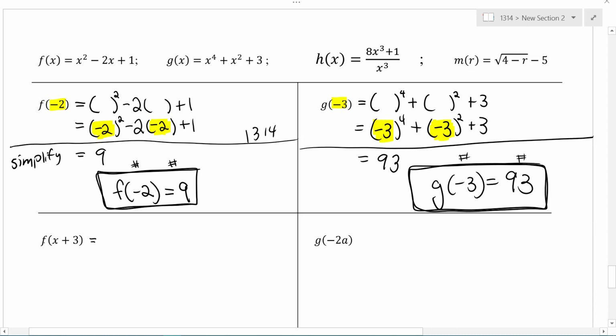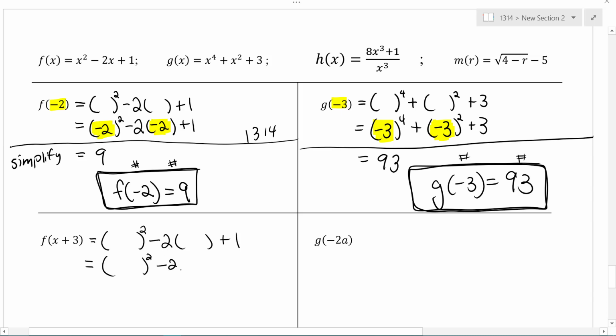Once again, I want you to think about what that f means. The f means only to look at equation f. And we're going to do the same first step. Everywhere I have an x, I'm going to put parentheses. X squared, parentheses, squared. Minus 2 times x, that's minus 2 times parentheses, plus 1. So copy that down as an empty function.